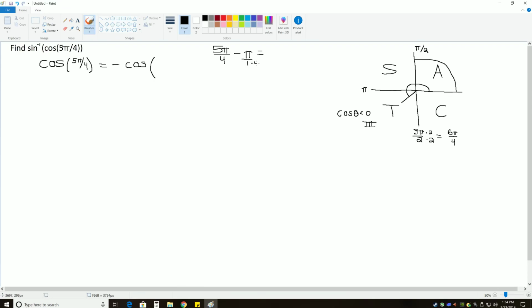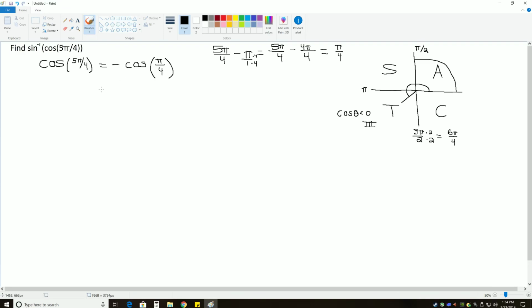So we'll multiply the top and the bottom by 4 to get 5 pi over 4 minus 4 pi over 4 is equal to pi over 4. Remember, you just keep the denominator the same, which is 4, and you subtract the numbers on top. 5 pi minus 4 pi is just pi. So cosine of 5 pi over 4 is equal to the negative cosine of just pi over 4.